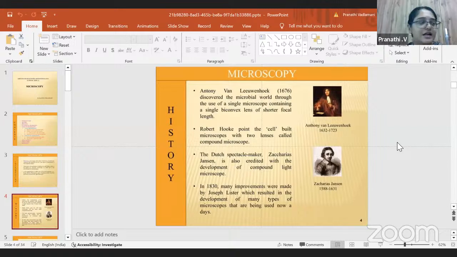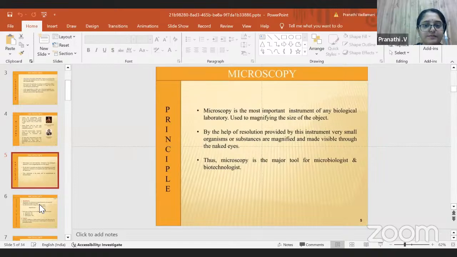He used pus cells from the teeth. He just took that. He saw onion cells, all of that together under the microscope. Then Robert Hooke pointed out the cell. He built microscopes with two lenses, and he was the first person to invent the compound microscope. And then you have Zacharias Janssen and Joseph Lister. All of them made advances in the different kinds of microscopes that are present.